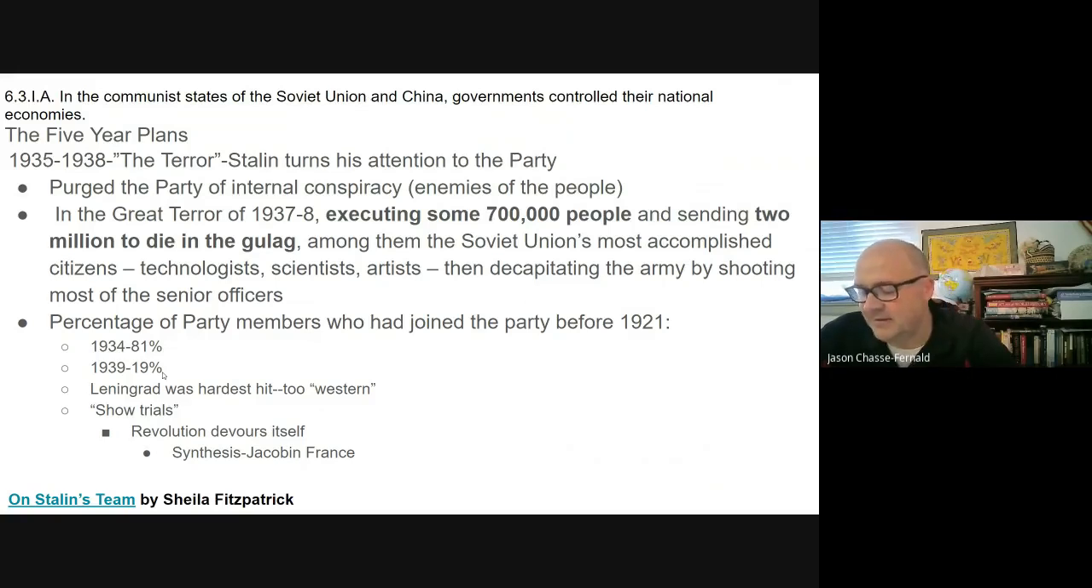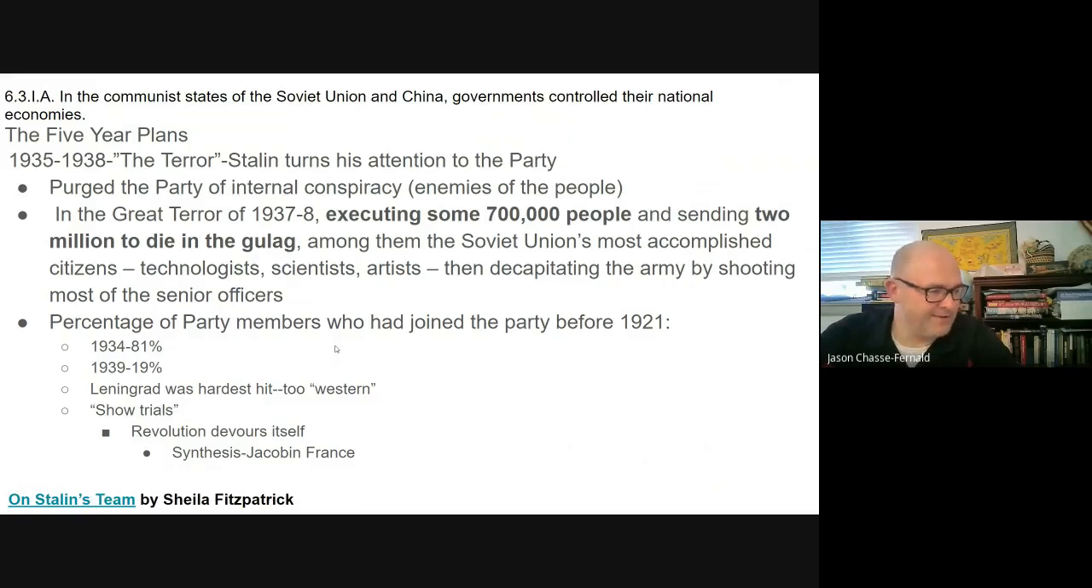The western portions of Russia are going to be most hard hit, Leningrad and westward. Anyone who is a perceived threat is going to get targeted. So we're going to see all these show trials, very similar to what we see under the Jacobins.